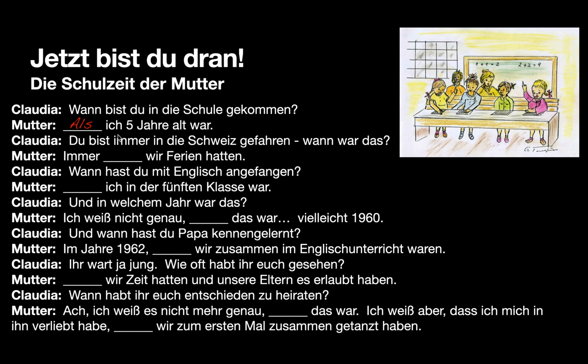Let's go over the answers to Claudia and her mother's dialogue. Claudia asks her mother, "Du bist immer in die Schweiz gefahren. Wann war das?" And the mother answers, "Immer blank wir Ferien hatten." The answer here is wenn. A good clue for why I chose wenn is because she says immer, always, which hints back to that repeated or routine aspect that leads us to choose wenn.